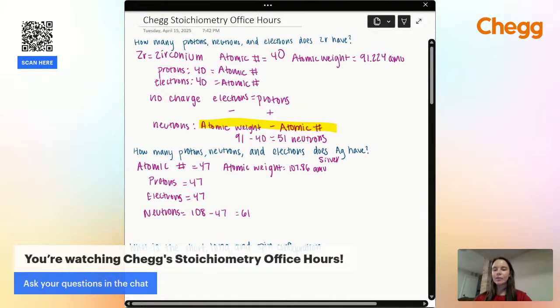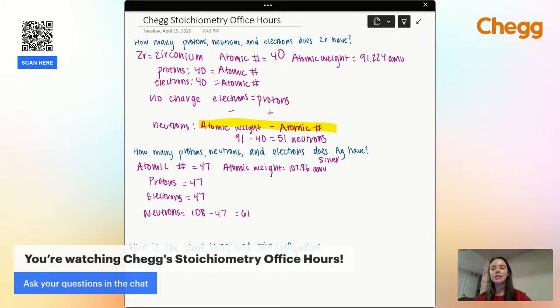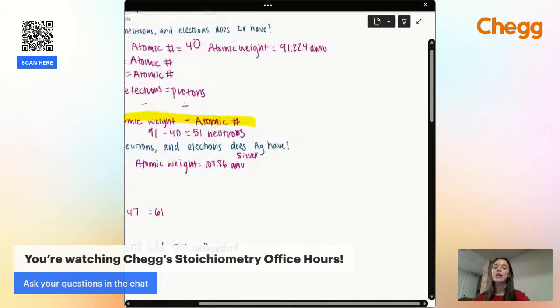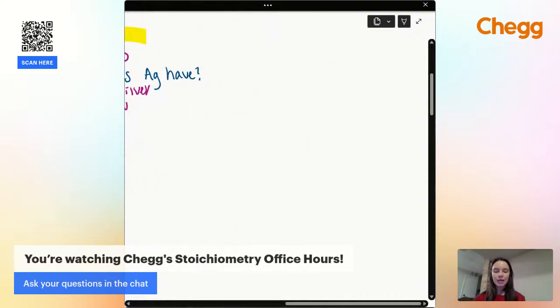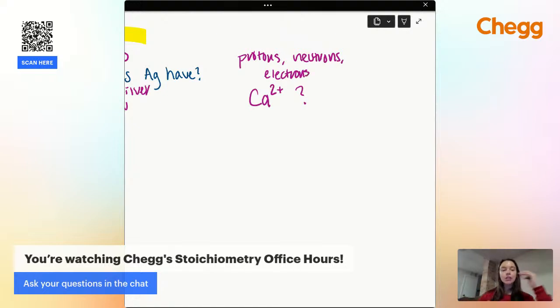Again, any questions you have about this, let me know. I'd be happy to go over it in more detail. We're going to do one more challenge problem to warm up. So now I want you to tell me how many protons, neutrons, and electrons Ca2+ has. This is a challenge problem. Remember I talked about how some of these were neutral atoms. How would you determine protons, neutrons, and electrons if it was not a neutral atom? I'm going to give y'all 1 minute.